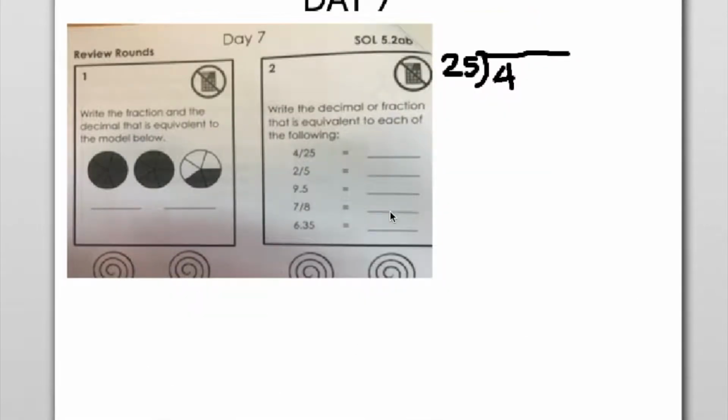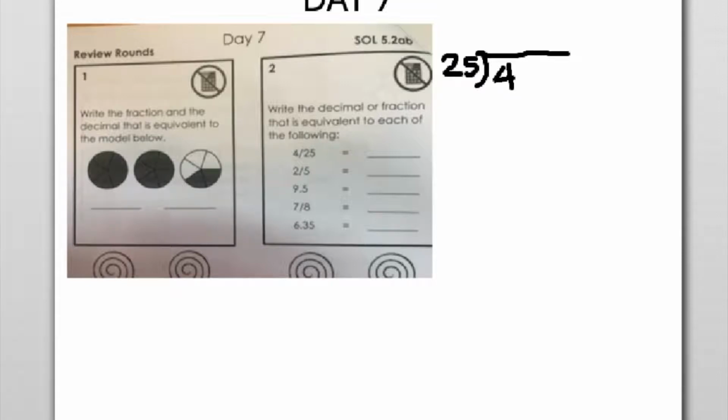Day 7, number 2. Write the decimal or fraction that is equivalent to each of the following. We've got 5 different numbers here. We either have a fraction or a decimal, and we have to convert it or find the equivalent fraction or decimal to it. So let's start with 4/25. For each fraction, we know that a fraction is a division problem, and that is how we can turn a fraction into a decimal. So I've already written up here the division problem. We're going to try and fit 25 into 4.